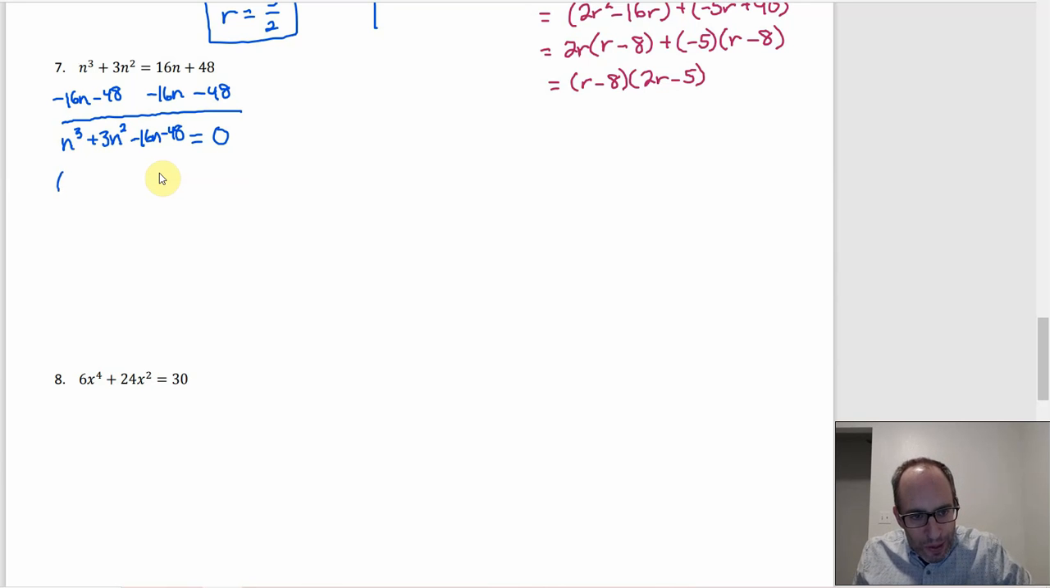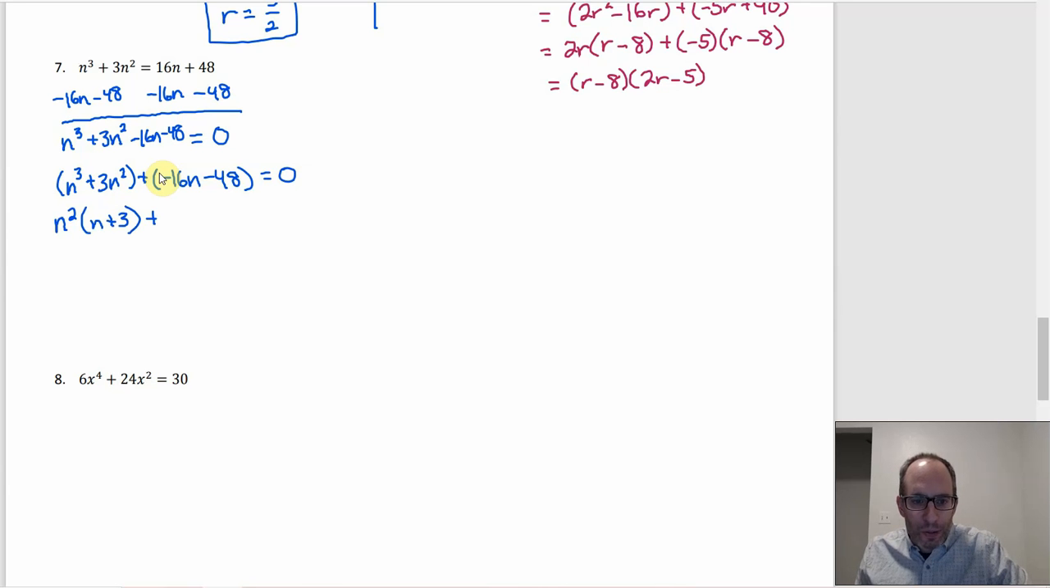Okay, well then we can group that. So n cubed plus 3n squared plus negative 16n minus 48 equals 0. And then we can factor an n squared out of this first group, and we'll be left with n plus 3. And then in the second group, we could factor out a negative 16, and we'd be left with n plus 3. All right, so if we factor out the n plus 3 out of those two products, we're going to be left with n squared minus 16 as the other part.